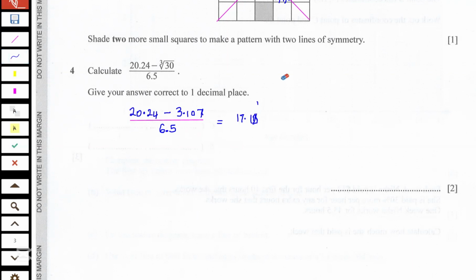So I'm going to write 17.133 over 6.5. Now, using your calculator to divide 17.133 by 6.5, that gives us 2.64. Now, the instruction says, give your answer correct to one decimal place. So we have to convert 2.64 to one decimal place. By converting 2.64 to one decimal place, the final answer will be 2.6.